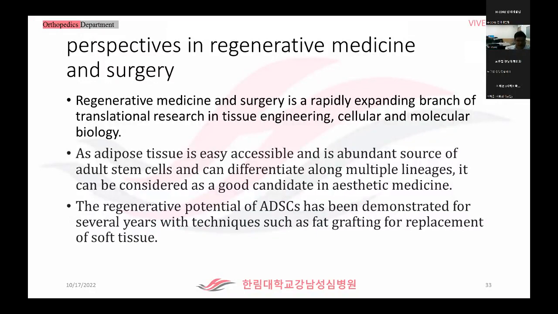Another one is that the regenerative potential of the adipose-derived stem cell has been demonstrated for several years with a technique such as fat grafting or replacement of the soft tissue. So we have concrete evidence that, by any means, adipose tissue is used in surgery, especially for plastic surgery and wound healing. It is used for a long time.